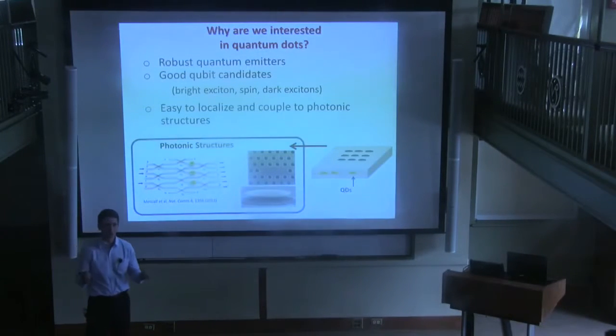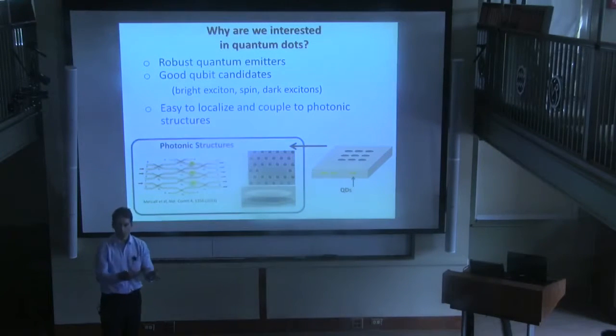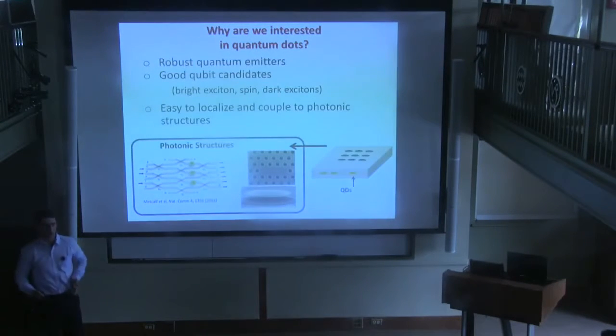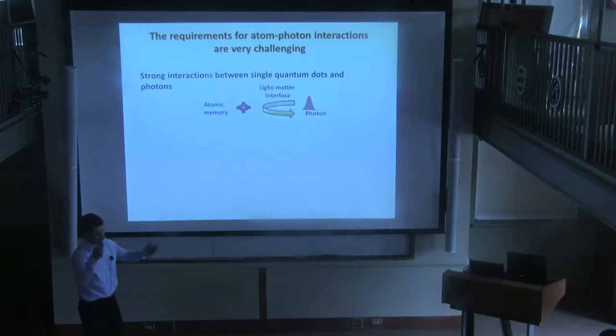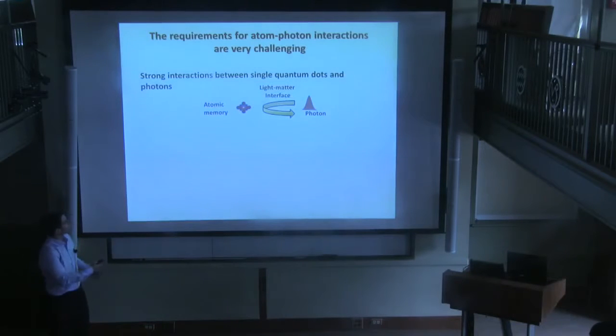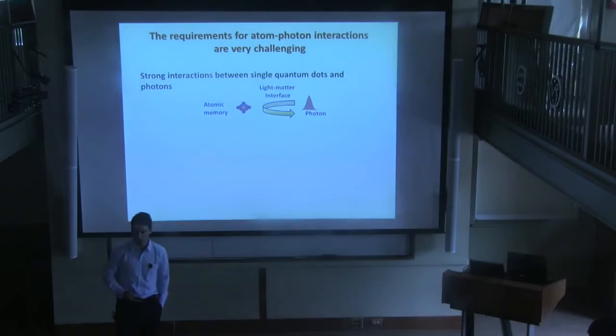And that gives us a really interesting situation where we have both atoms and photons guided, embedded on a chip, and we can create strong interactions between them. And that's very fortunate because for a lot of the applications that I roughly alluded to at the beginning, the requirements for interactions are very, very strict. It's very challenging. First of all, typically we need one atomic memory, in this case a quantum dot, to interact with a single photon. So we need to get this at a single atom, single photon level.